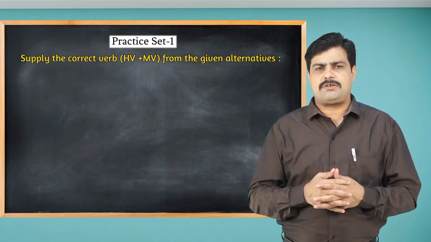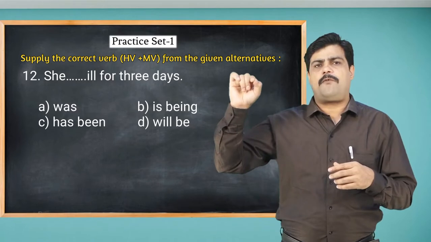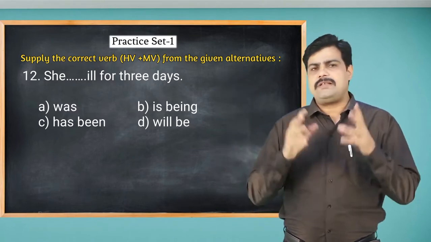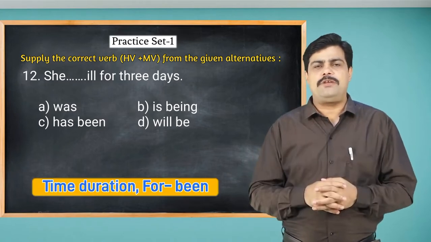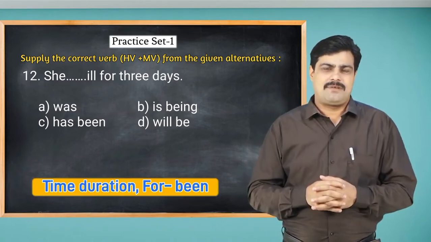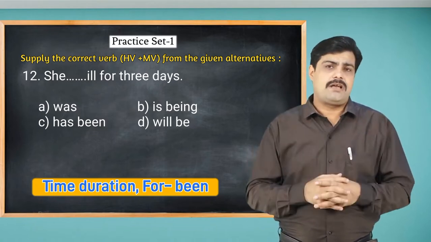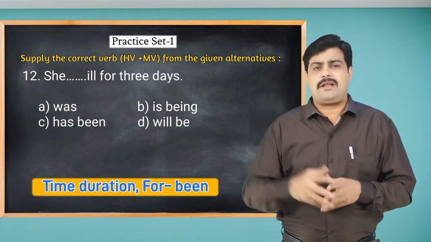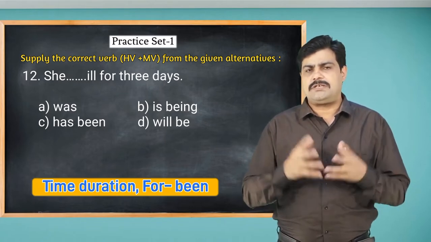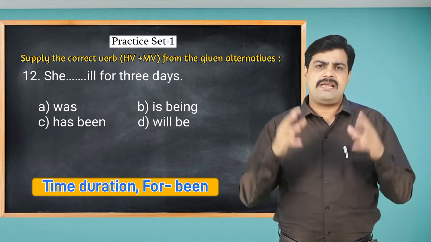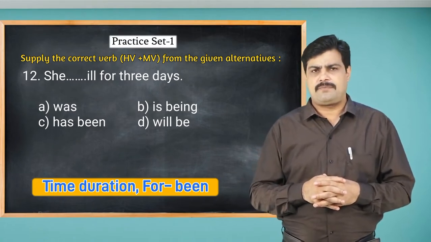Let's see another sentence on the screen. She dash ill for 3 days. Now in this sentence we are talking about time duration. And for time duration we use been. You can also say, if we have words like for and since, we will use been also. Here in these options you see there is option C where has been is used. So this option would be right here. She has been ill for 3 days. Option C is right here.